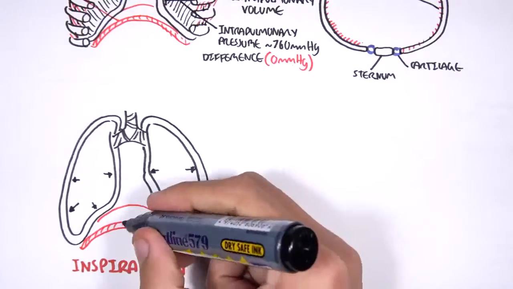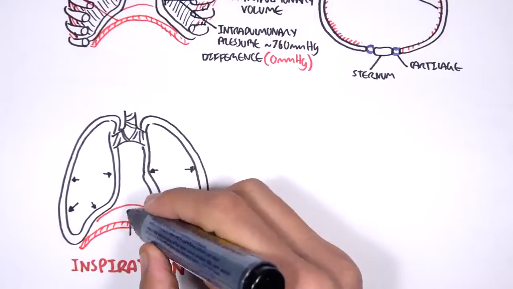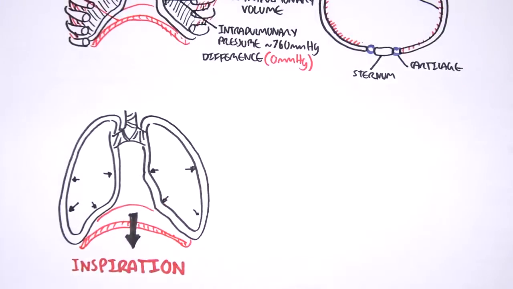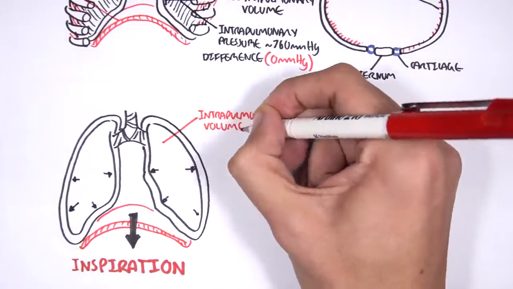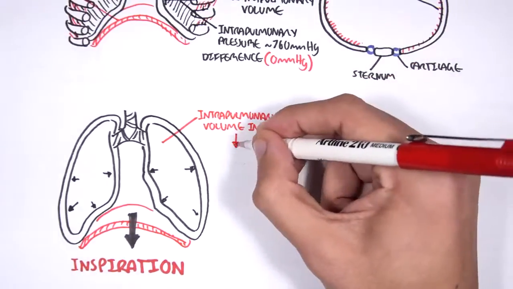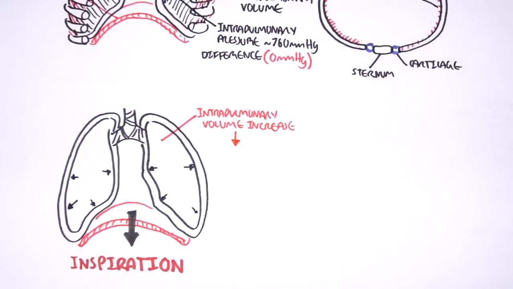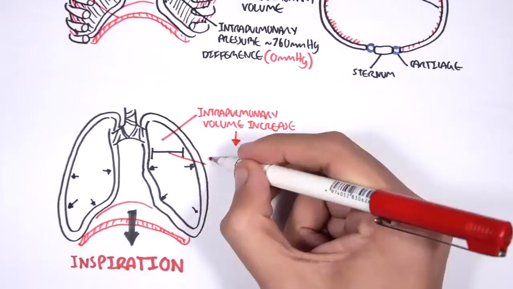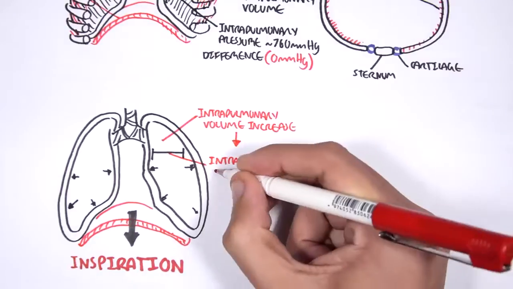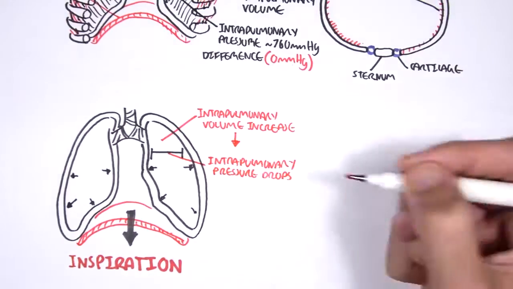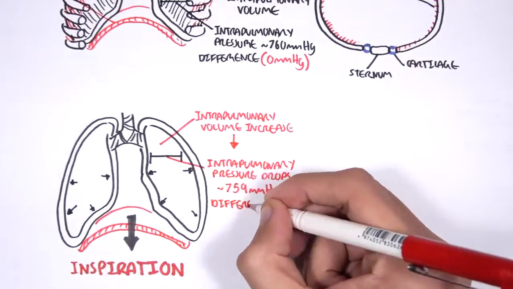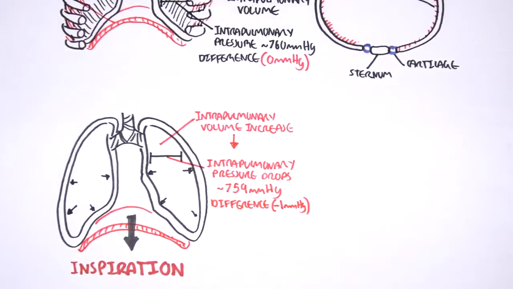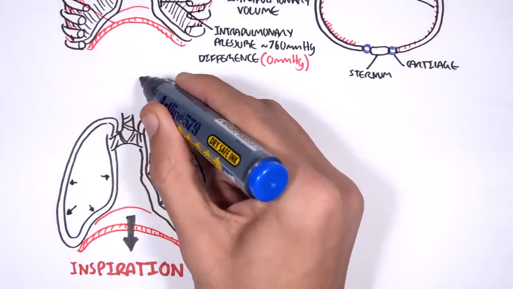During inspiration, the diaphragm contracts and moves down. This will allow the intrapulmonary volume to increase. Because the intrapulmonary volume increases, the intrapulmonary pressure will decrease to about 759 millimeters mercury. So in respect to the atmospheric pressure, there is a difference of negative 1 millimeters mercury. The intrapulmonary pressure is 1 below the atmospheric pressure.